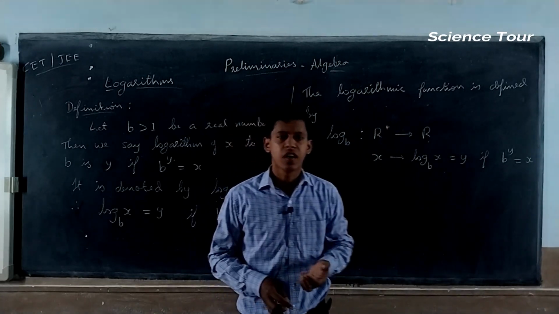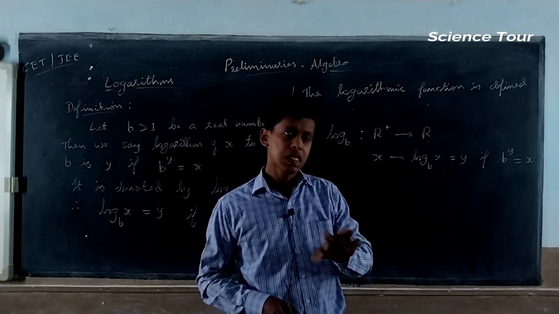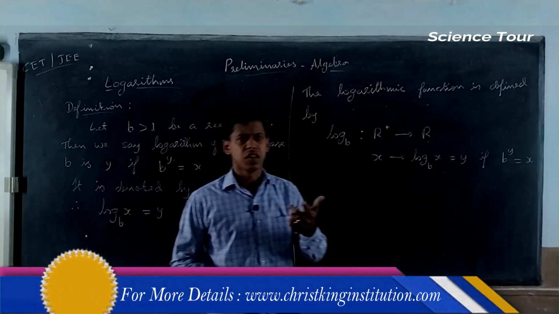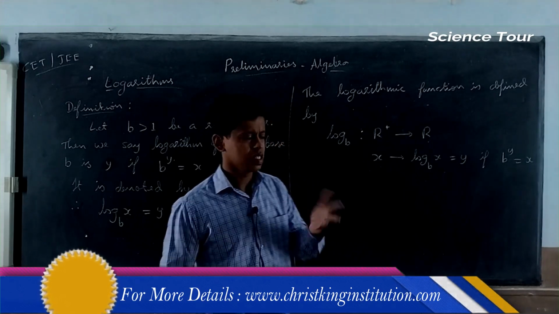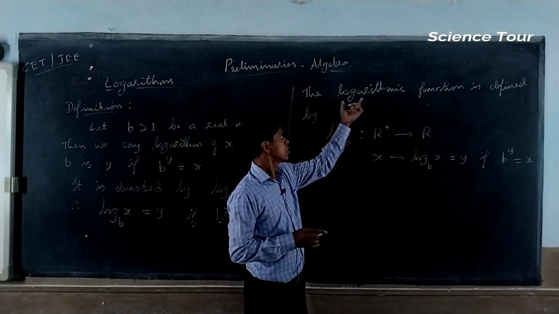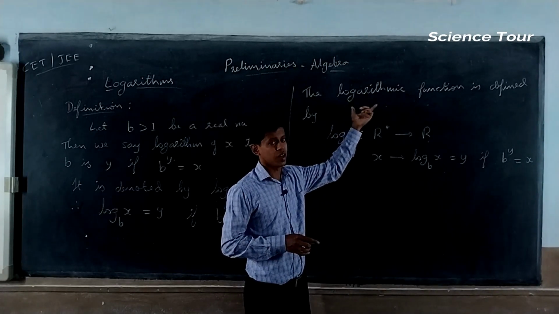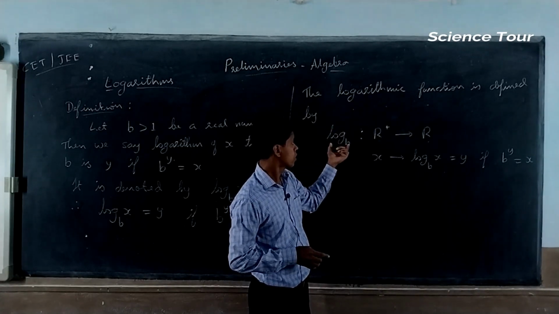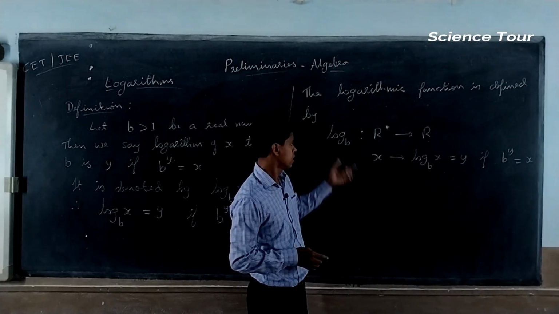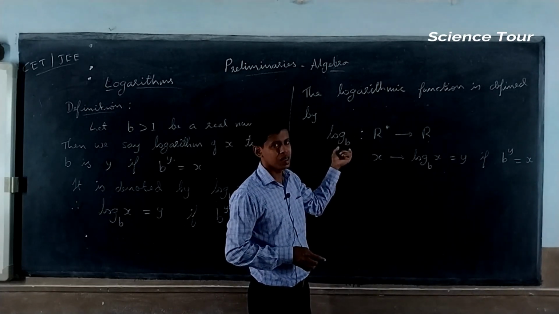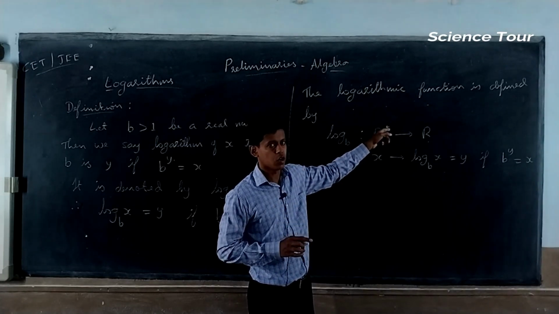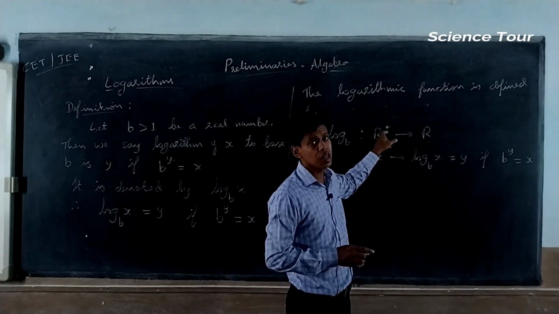As a function, how do you define this log? Logarithm is a function, just like you have constant function, identity function, signum, greatest integer, and all those things. So what do you mean by logarithmic function and how do you define it? This is defined by log, just like f from R to R or something like that. The function here is log to the base b, and that is from R plus. I'll explain why this is R plus and not R. Positive real numbers only.